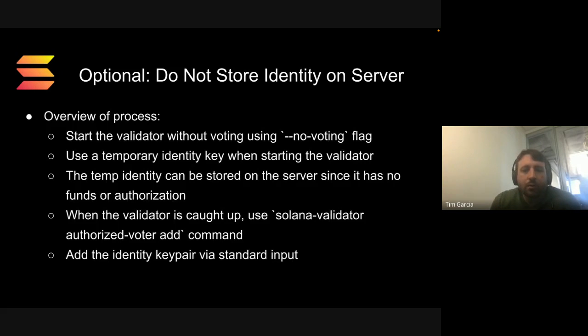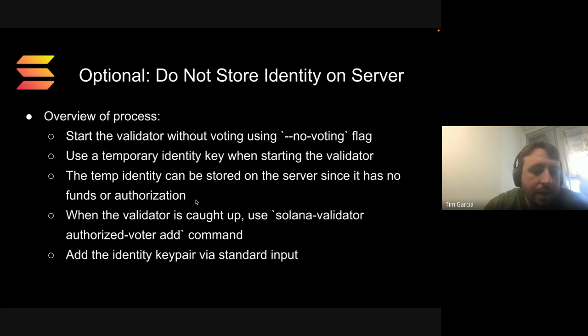Yeah, so a little review of the process for setting this up. You want to start your validator using the no voting flag. So your validator is essentially functioning like an RPC in this case. And you want to as well start with a temporary identity key. So it could be any identity key you want, doesn't really matter. That identity key is going to get swapped out when the validator is up and running.